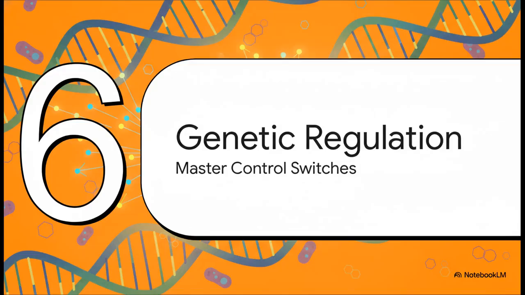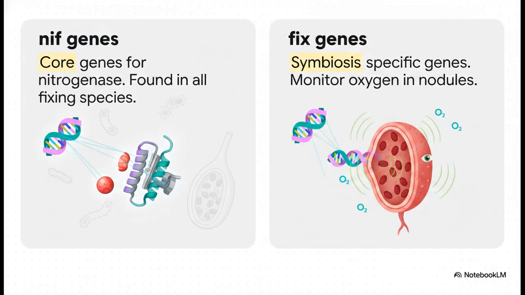Finally, Section 6. Genetic regulation, NIF and Fix. These are the master control switches. To truly master this biological ballet, we have to look at the master switches down at the DNA level. It's crucial to distinguish between the two main groups of genes running the whole show. The NIF genes are the core code required for nitrogen fixation. Think of them as the construction crew. They physically build the nitrogenase enzyme complex, and you'll find them in all fixers, whether they are free-living or symbiotic.